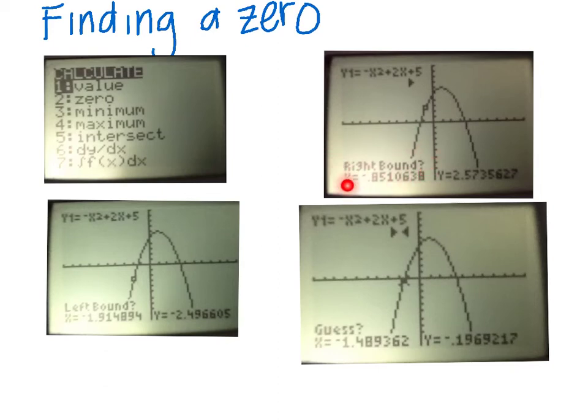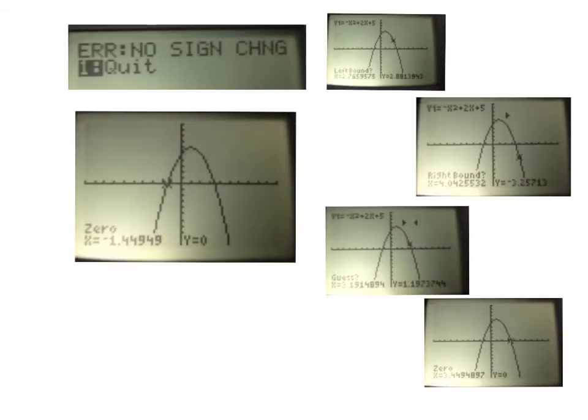Then it's going to ask me right bound. I'm going to choose anything that is to the right of the 0, so anything in this area right here, and I'm going to press enter. Then it's going to ask me to put a guess, and I'm going to put a guess in that is close to where I think it crosses the x-axis.